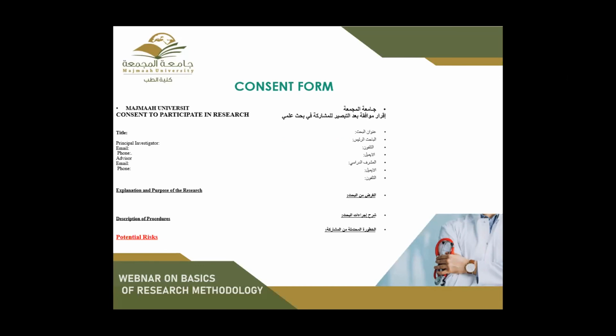You write the title of the research. You write the name of the principal investigator, his email and his phone. And if there is an advisor, you have to write the advisor's name, email, and phone. And an explanation of the purpose of the research, that means the objectives of the research. And then the description of the procedure. How are you going to go about this research? How are you going to collect data, analyze data, and these things?